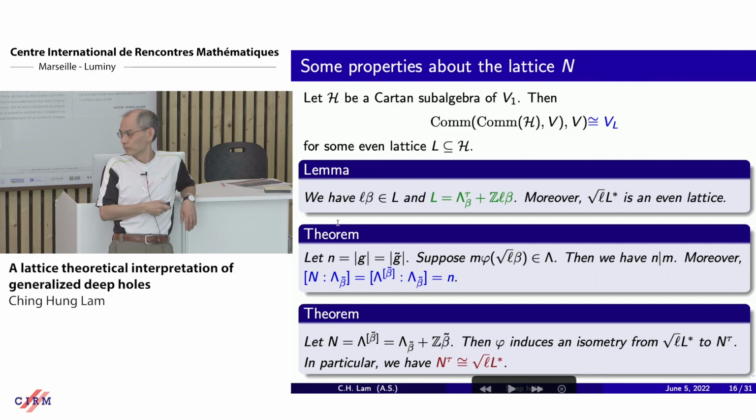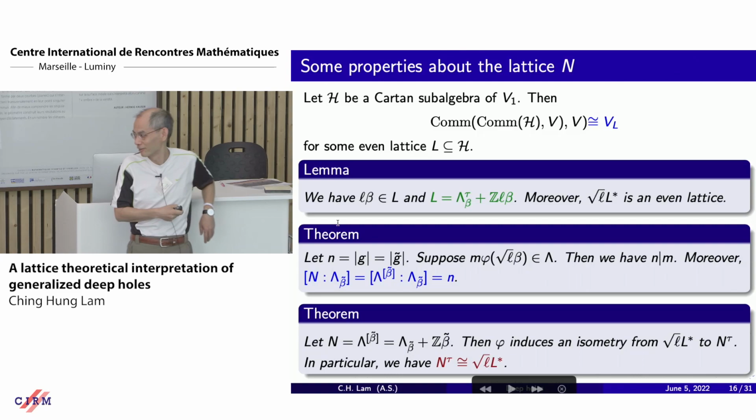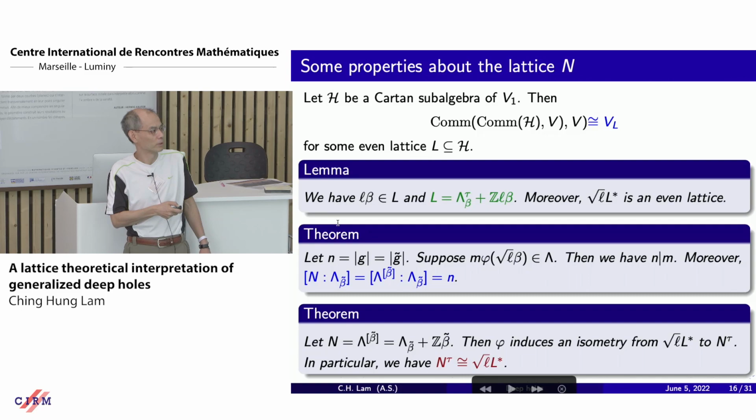So what I mean is that this L star will be exactly the fixed point lattice of the neural module lattice I just constructed. Well, tau is the automorphism of the Leech lattice, okay? But it fixes this beta tilde, so hence it will define an automorphism on N. And then it also fixes beta, and it also acts on tau N, okay? And then you can consider the fixed point.